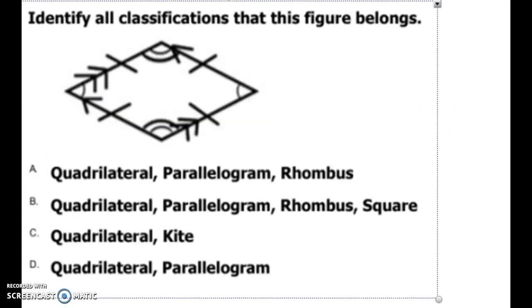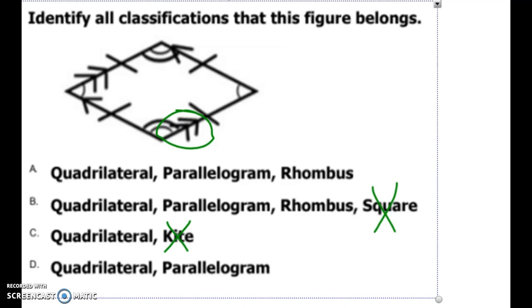Alright, so now we need to identify the classification in this figure below. First question is, does it have right angles? So, is it a square? Okay, no. The answer to both questions is no. So it cannot be a square, so I can get rid of that answer right there. All right. Does it have two sets of parallel sides? How can I tell? Yes, the arrows tell me that it has two sets of parallel sides, so it has to be a parallelogram. It cannot be a kite.